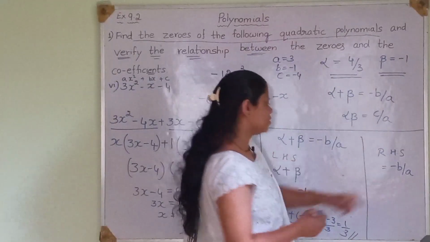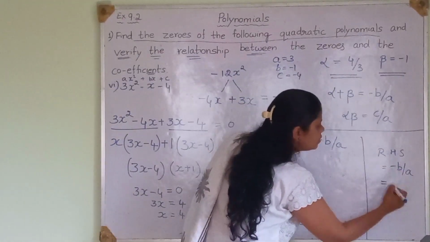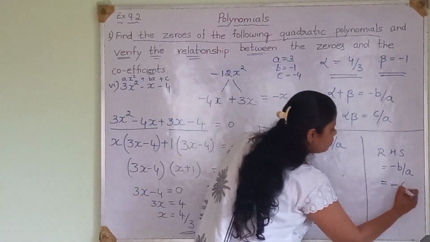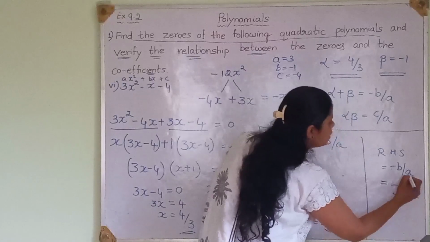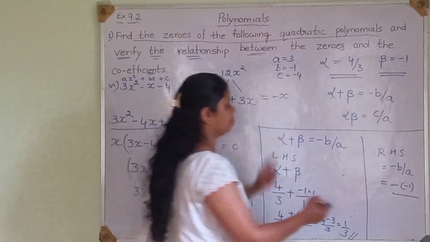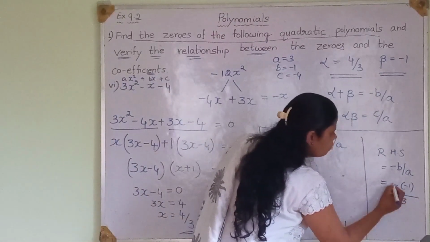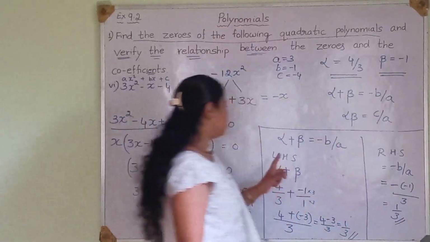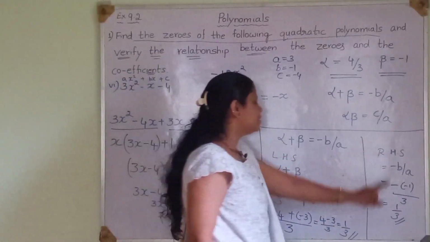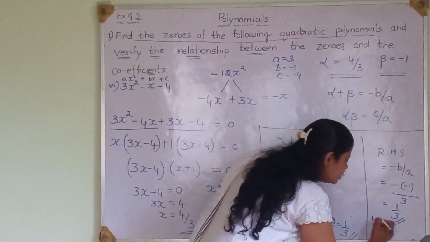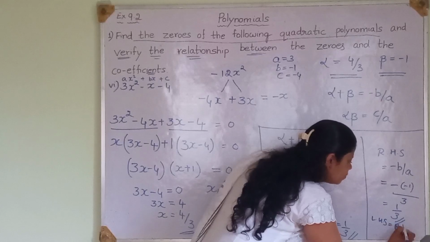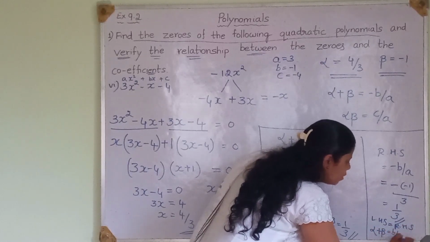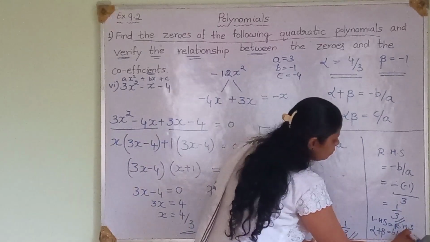Let us substitute in this. For this minus, let me write minus. B, the value of b is minus 1, divided by a, the value of a is 3. Minus into minus is plus, so plus 1 by 3. See, LHS is 1 by 3, RHS is 1 by 3. LHS is equal to RHS. Therefore, alpha plus beta is equal to minus b by a. It is verified.